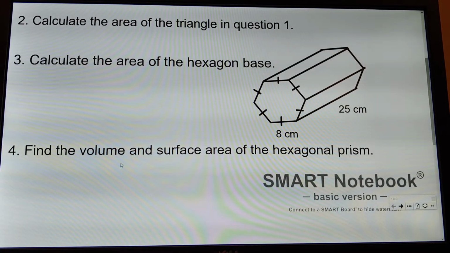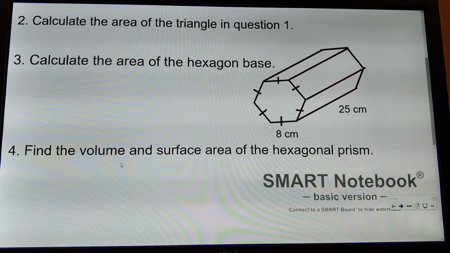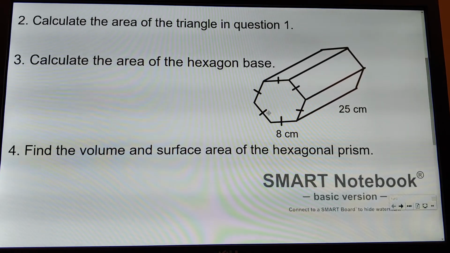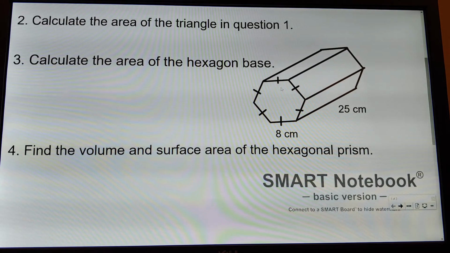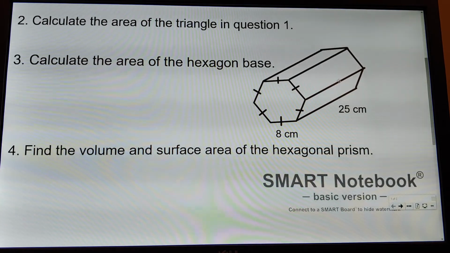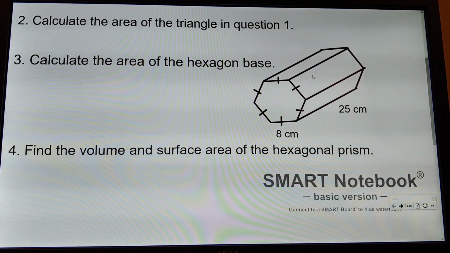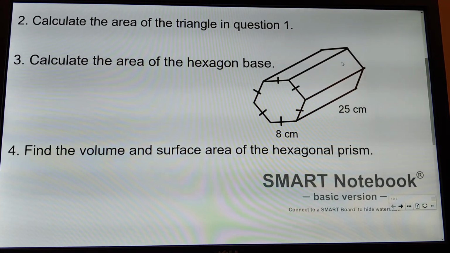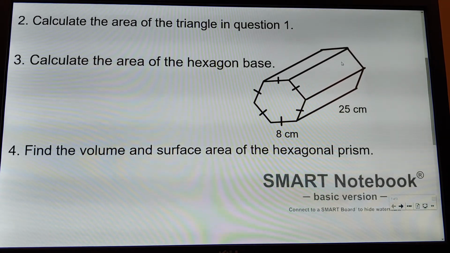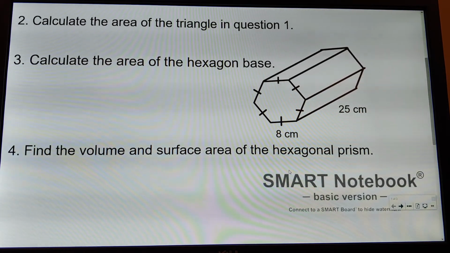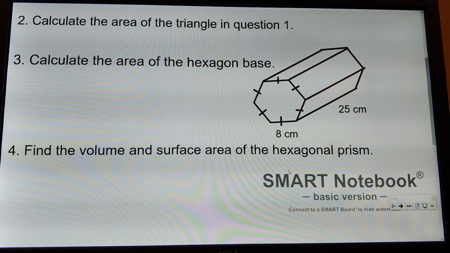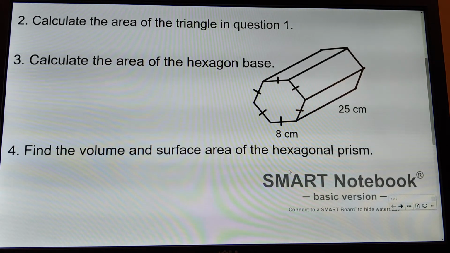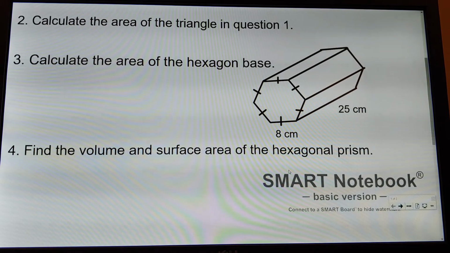Number 4 is find the volume and surface area of the hexagonal prism. Okay, so volume, all the space inside, and then surface area, you have to take into account that there's 2 hexagonal ends, and then that we have 6 rectangles making up the outside. And again, very, very similar to what you did for question 4, the assessment focus, very similar to the example in the special triangles lesson.